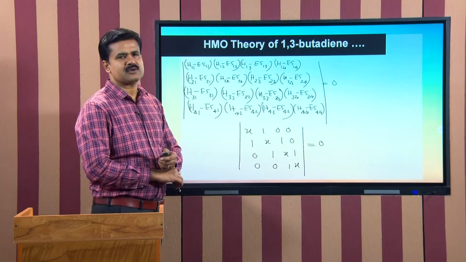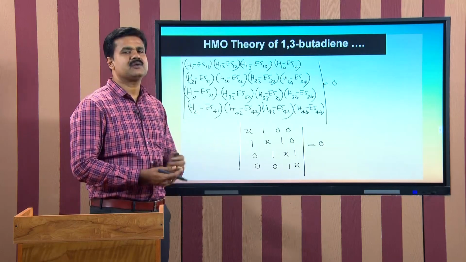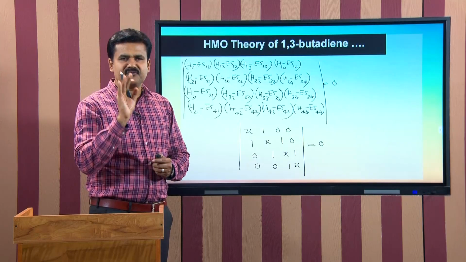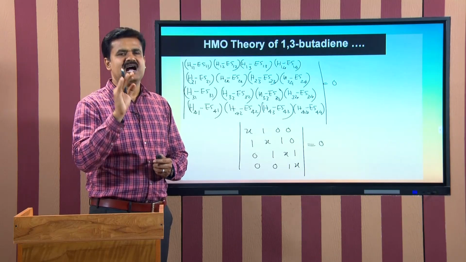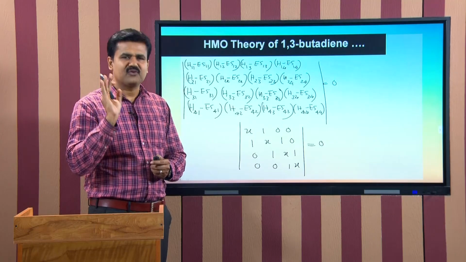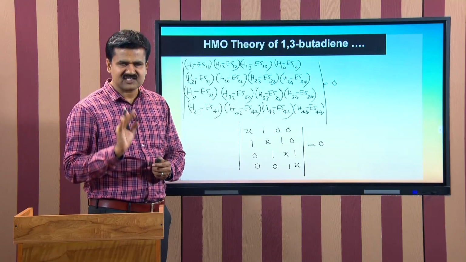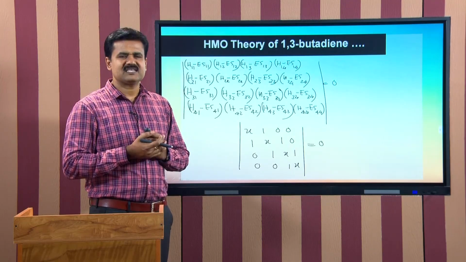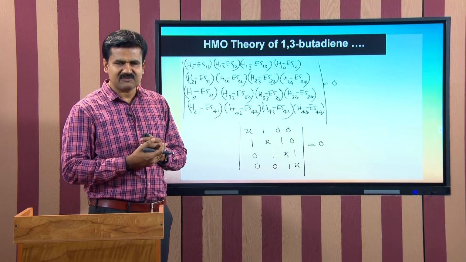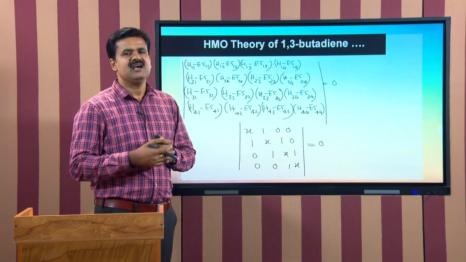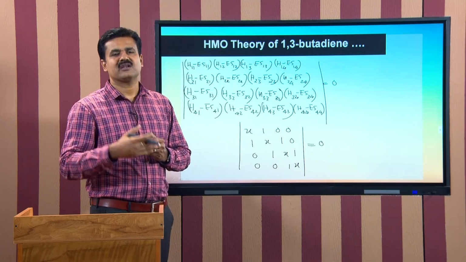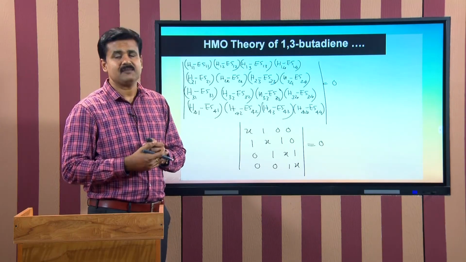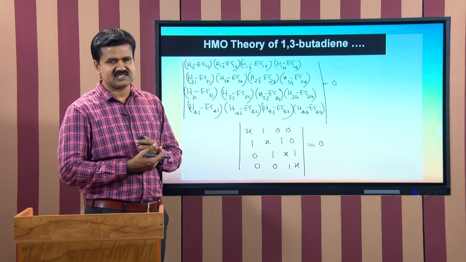This is the secular determinant, and it can be solved to get 4 values, and the 4 values are the 4 Huckel molecular orbital wave functions. Those 4 Huckel molecular orbital wave functions correspond to 4 different energy values, and then only can we arrange the 4 Huckel molecular orbitals in increasing order of energy to get a molecular energy level diagram, and we can make further calculations.